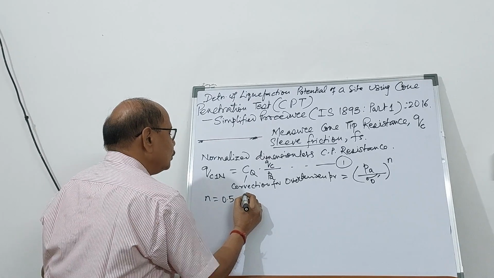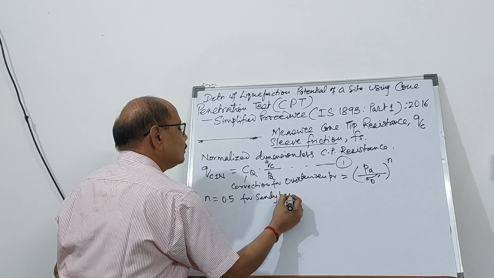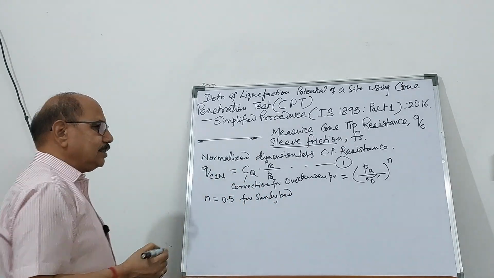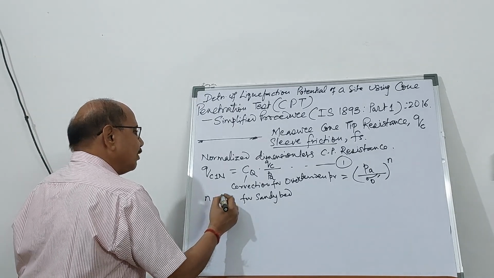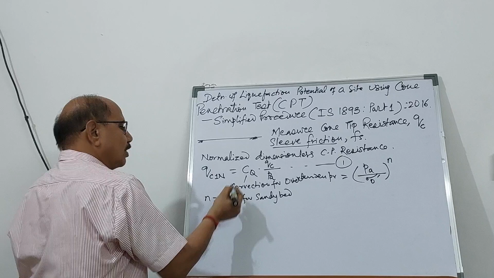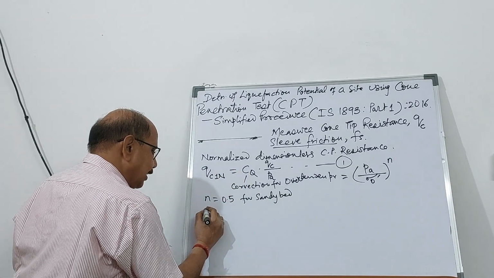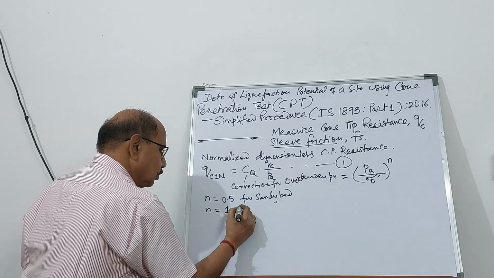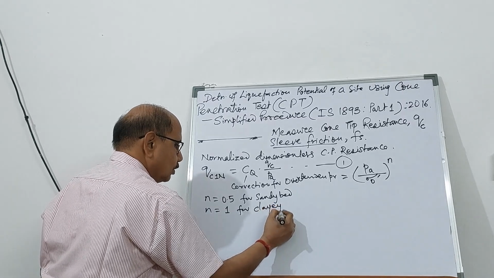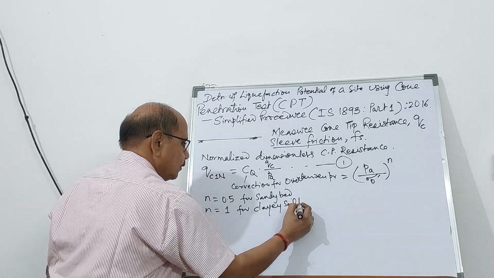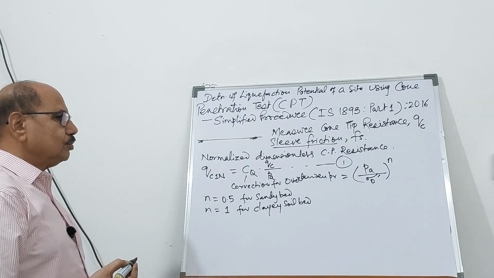0.5 for sandy bed. So at the site, if it is sandy soil, then the value of n for calculating CQ will be 0.5, n equal to 1 if it is clay soil bed. So the value of n is known to you.